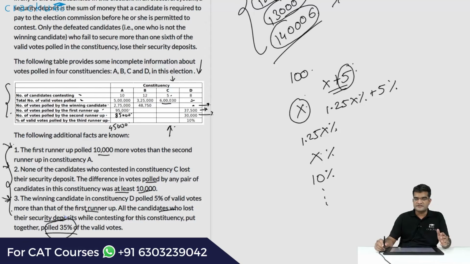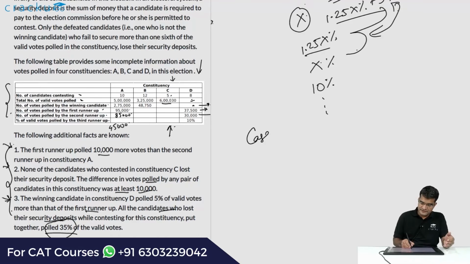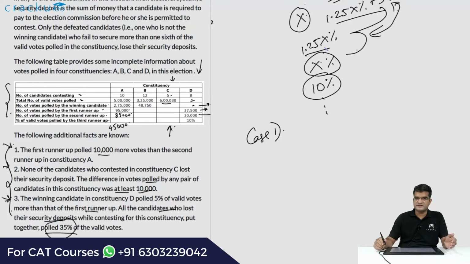So let us consider two cases. The first case is that only the first and the second guy did not lose their security deposit, in which case these two percentages will sum up to 65%. And the second case is that the first, second and third did not lose their security deposit, in which case the sum of all of these three guys would total up to 65%. So let us look at the first case. The reason this is important is because we know for sure that the fourth person who got 10% of the votes has definitely lost his security deposit. What is not sure is whether the guy who got third position, that is X% of votes, forfeited his security deposit or not.